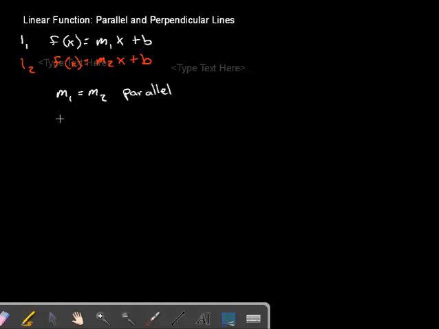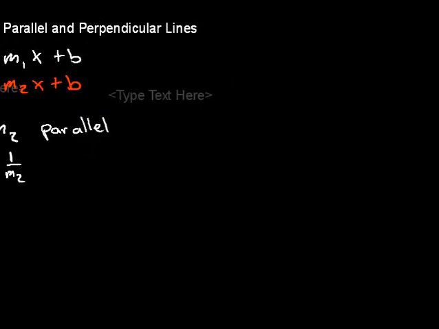If m1 equals the negative reciprocal of m2, or negative 1 over m2, then the lines are considered to be perpendicular. So in order to find out if lines are parallel or perpendicular, these are the rules.